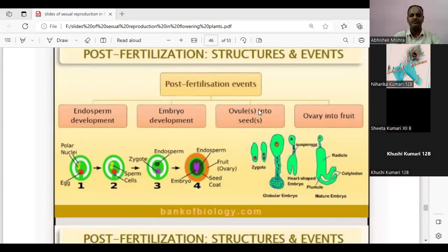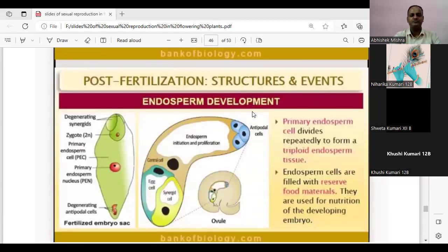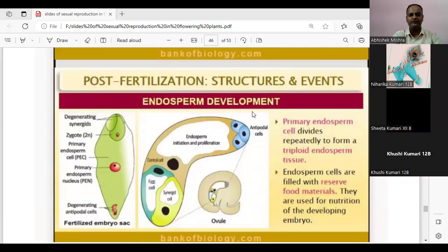Now, one by one, we have to discuss in detail how this is achieved and what happens. Let us first discuss endosperm development. Students, we already did endosperm when we did double fertilization. There I discussed how one male gamete fuses with the polar nuclei to form PEN. PEN develops into PEC, and then the endosperm develops.